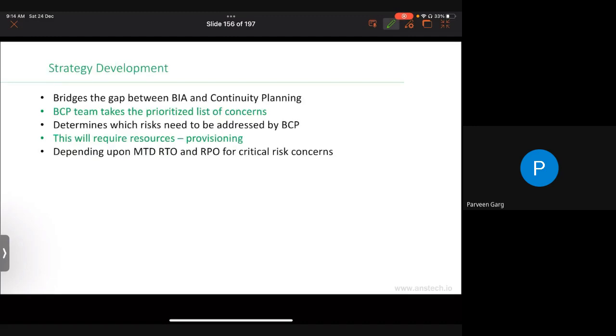Okay, so what do you do in the strategy development? You carry out RTO, RPO. So you have now identified the asset, and after you identify the asset, you lay down what the maximum tolerable downtime will be, what the RTO will be, what the RPO will be, and what the strategy for recovery will be. Okay. Once you have done this, you have created a small strategy for keeping your critical asset live even in a critical disaster.